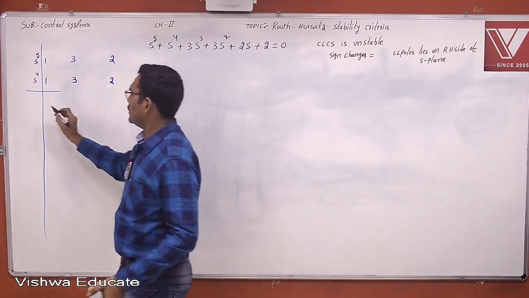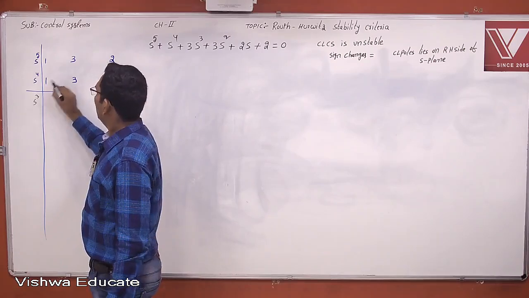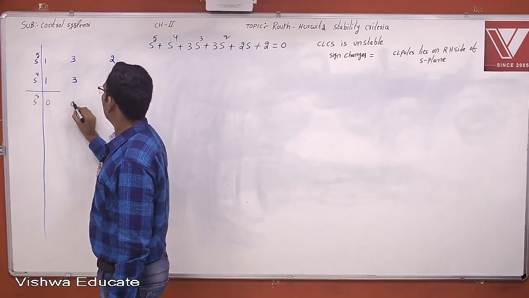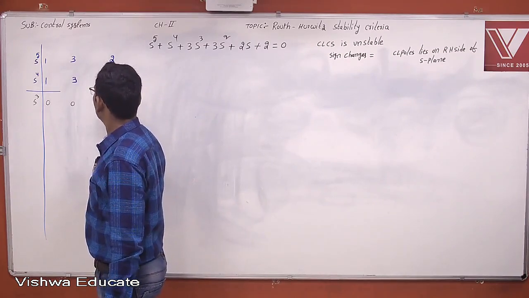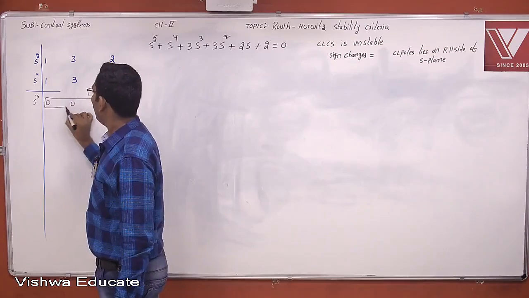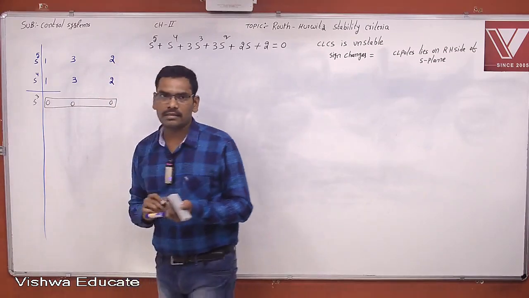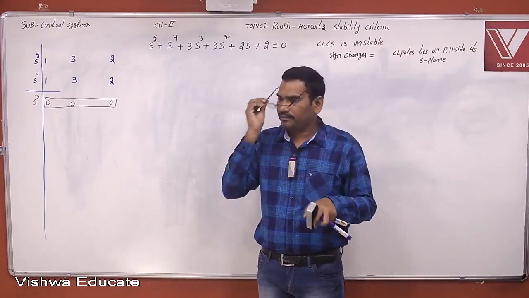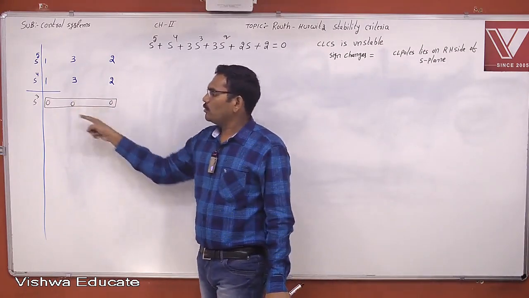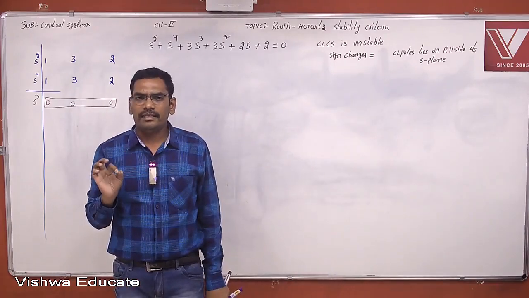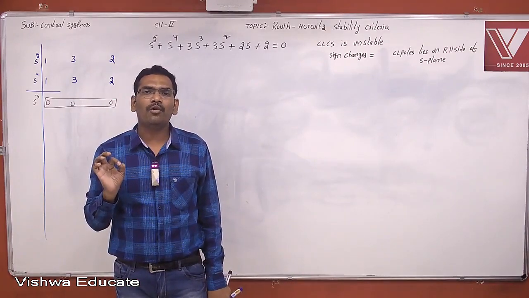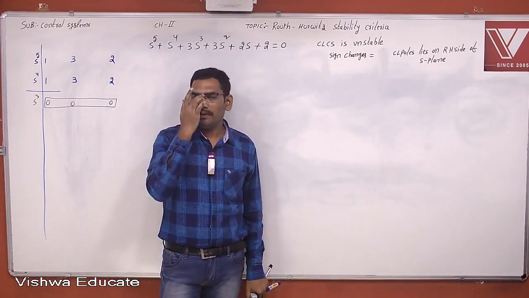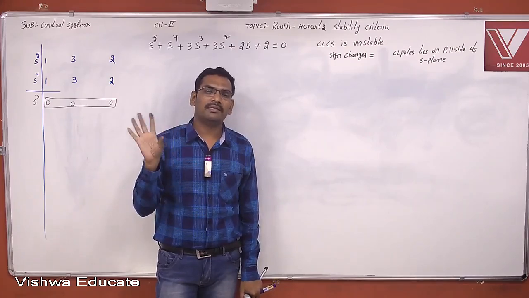Now the third row is s power 3. 1 into 3, 3 minus 3, 0. 2 minus 2, 0, 0. Now what happened? See here, students. Now one complete row becomes 0. Am I right? Now one complete row will become 0 here. Now you already know that in any RH tabular form, if one complete row becomes 0, the system is marginally stable. But there we just remember that the system is marginally stable.